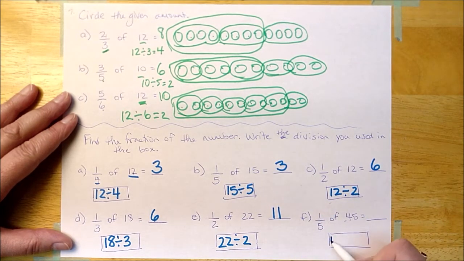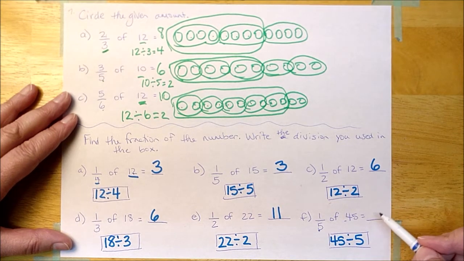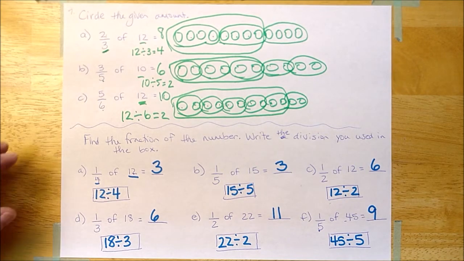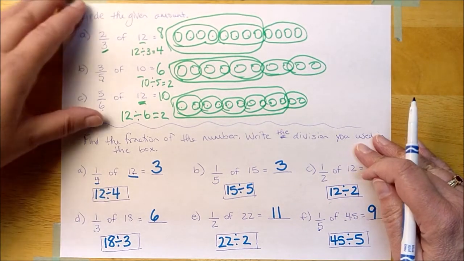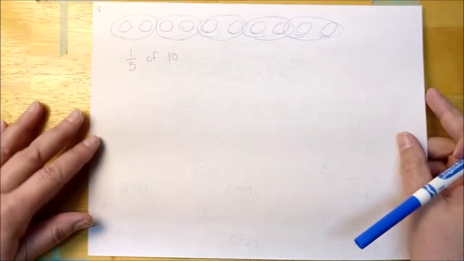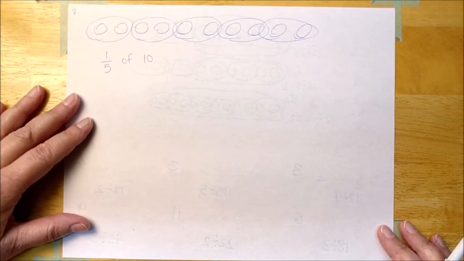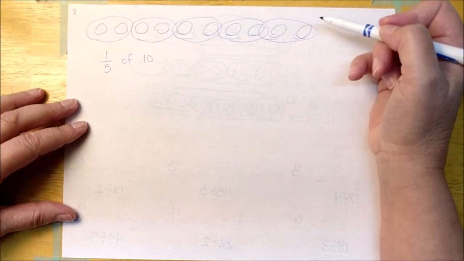Here my big group. Ooh, I got a big number. 45 divided into 5 groups. 5 groups. And how many will be in each group? 9. So I hope you were able to get all those answers correct. Okay, so we're going to move on. Ooh, here we go. So here is my group of 10.